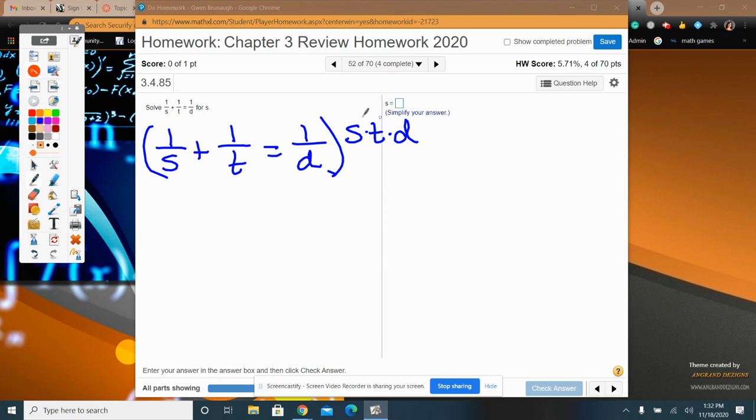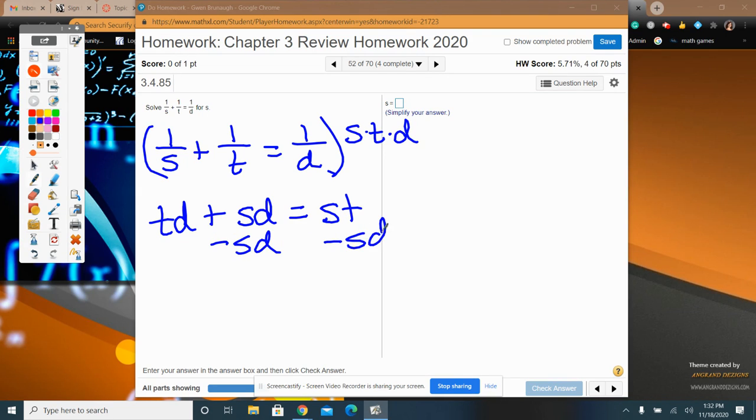So the S's will cancel, and you're just left with TD, plus the T's will cancel, you're left with an SD, and the D will cancel, and you're left with an ST. Well, I'm trying to get S by itself, but they're in two places, so we at least need to get them on the same side. So you will get TD is ST minus SD.